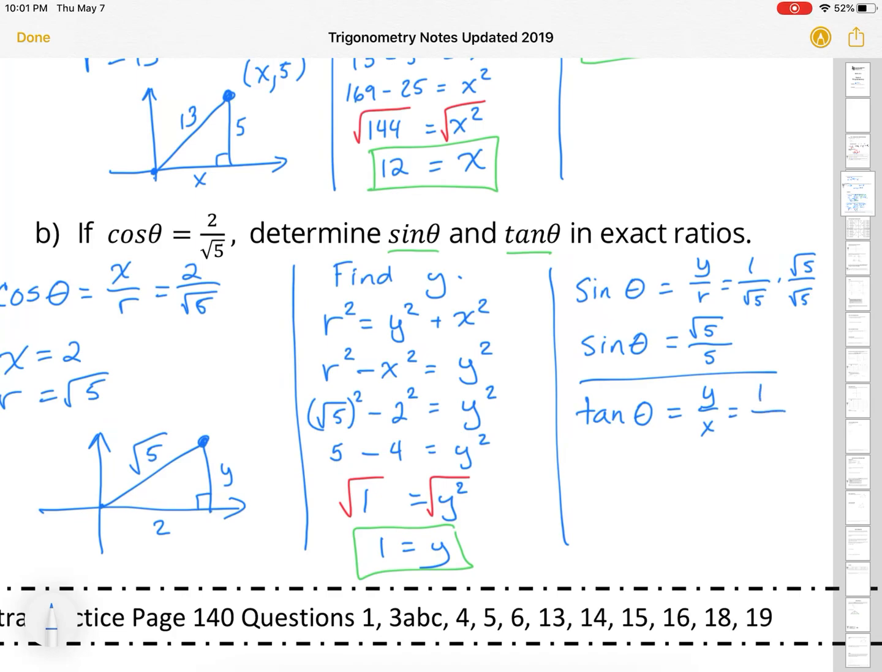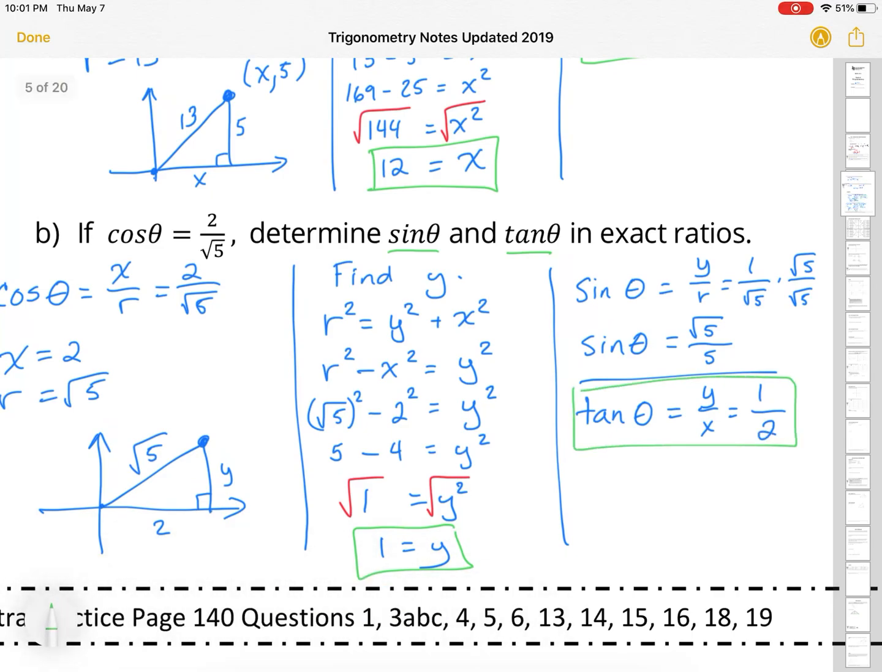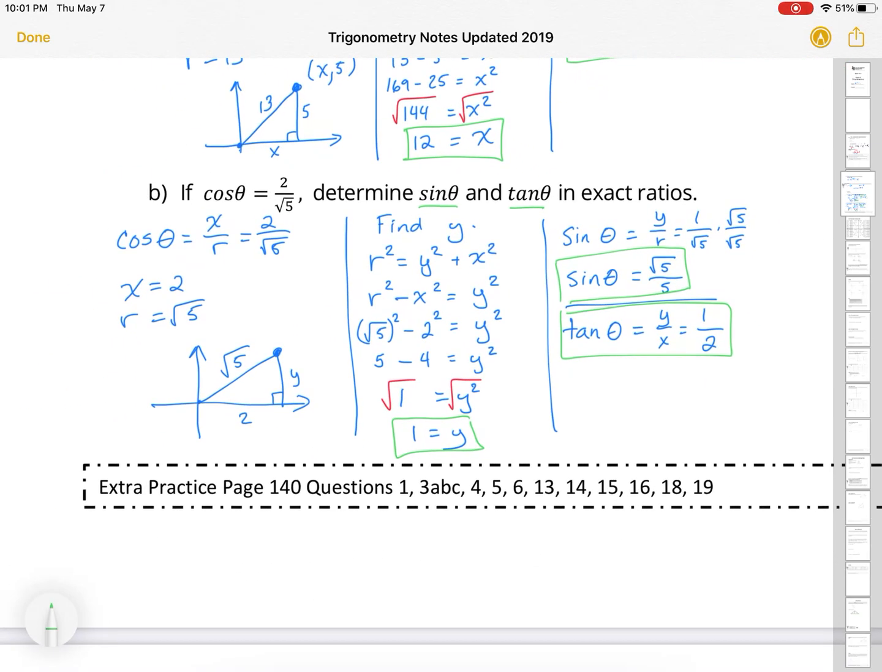Tan theta is equal to, and remembering this, it's equal to y/x. y is 1, x is 2. So that would be our value for tan theta. So this is our answer for tan theta, and this is for sine theta. Don't forget to rationalize denominators, because if you don't, it's not in the right form.